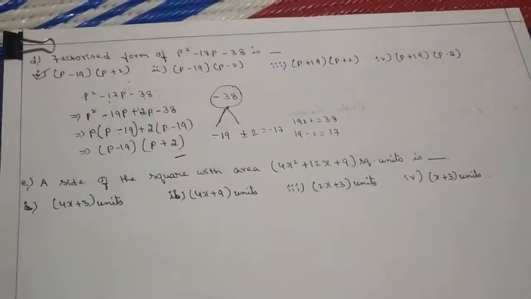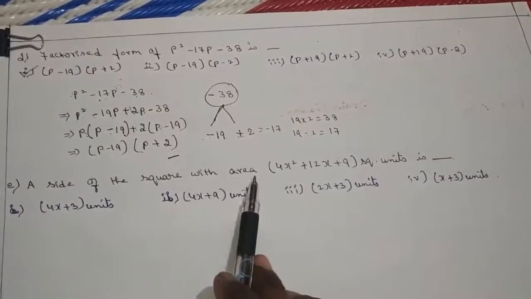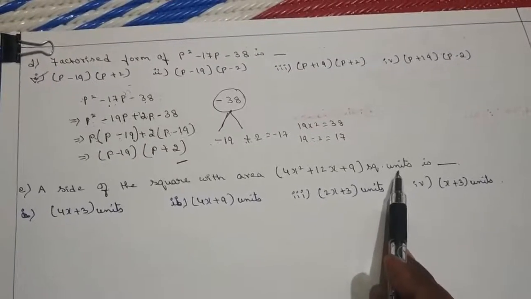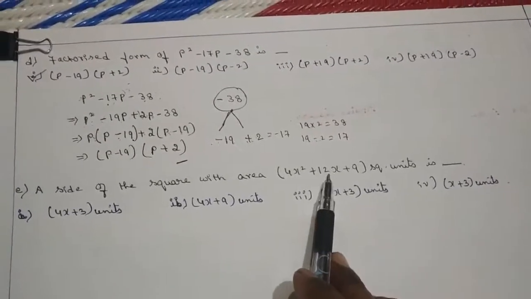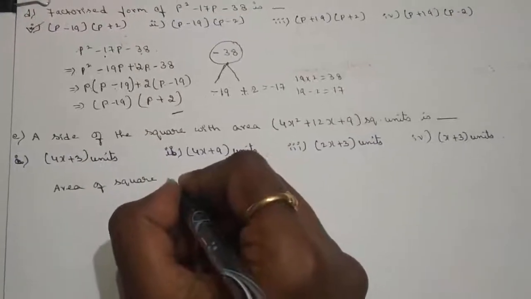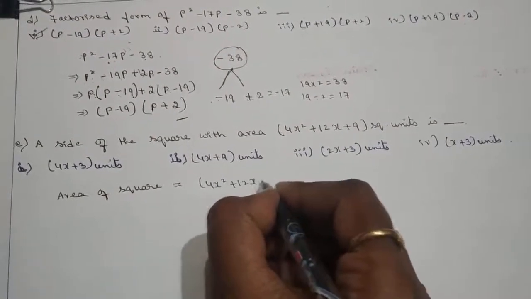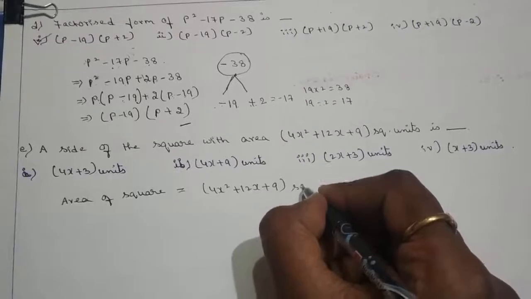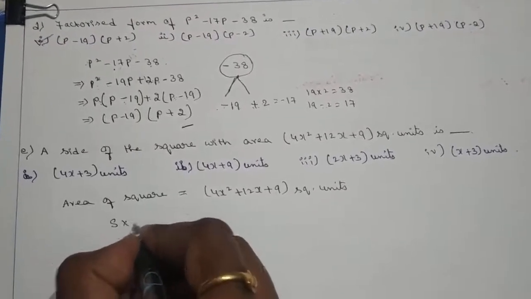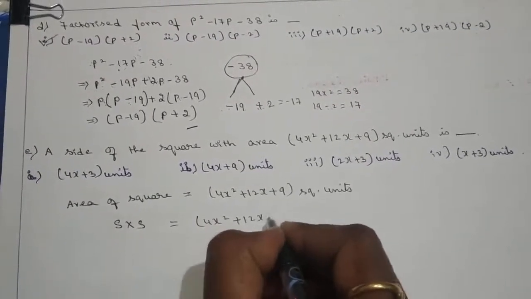Okay. So now the next question. A side of a square with area 4x square plus 12x plus 9 square units means area of square is given and it is asking the side of the square. First you take down this area. So area of square equal to 4x square plus 12x plus 9 square units, right? We know that area of square equal to side into side equal to 4x square plus 12x plus 9, right?